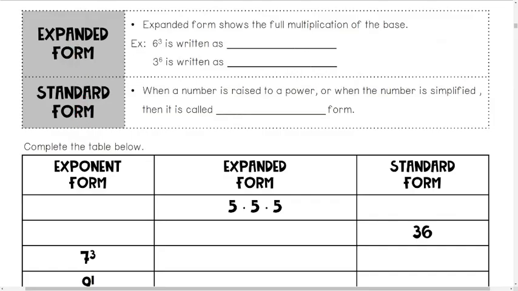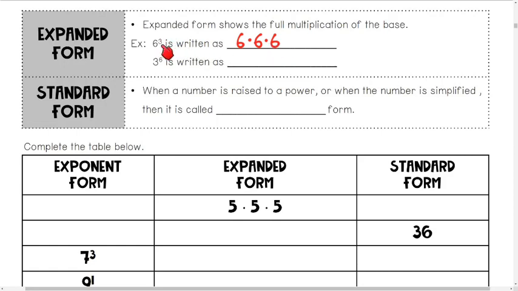Expanded form and standard form, those are two different ways that we write certain things, and it helps us understand some of the problems that we're working with. But expanded form, it shows the full multiplication of the bases. So if I were to write 6 to the 3rd power in expanded form, that would be 6 times 6 times 6. You'll notice that the 6 here, the base, there are 3 of them, and that's why the exponent is a 3.